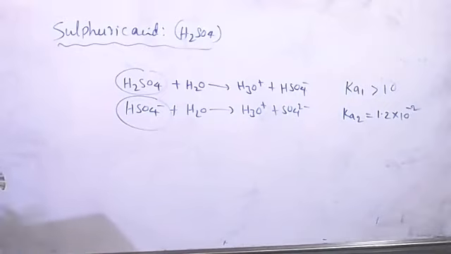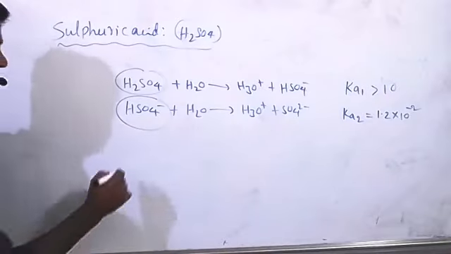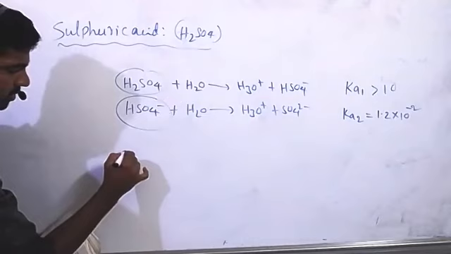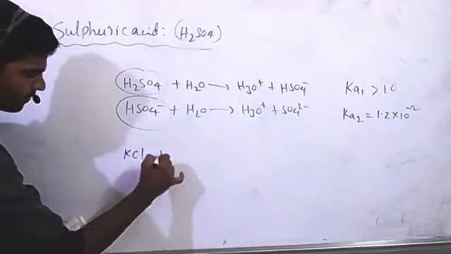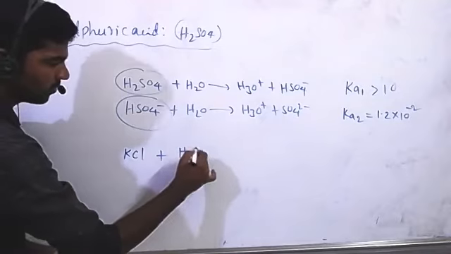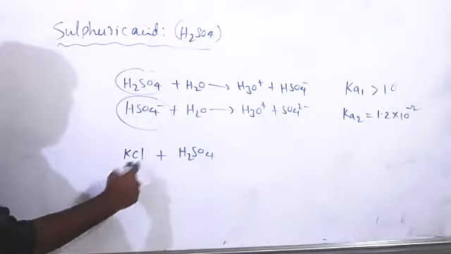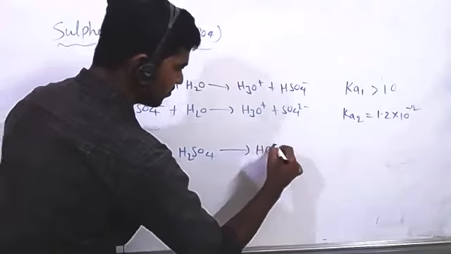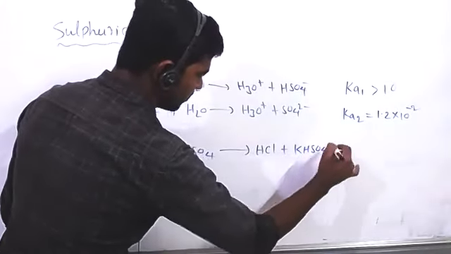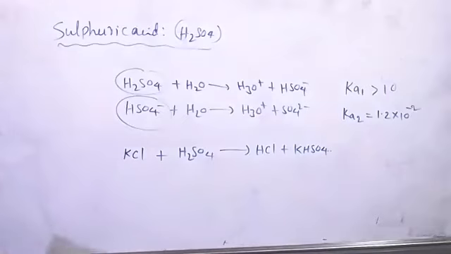Next point. Sulfuric acid, because of its low volatility, can be used to manufacture more volatile acids from their corresponding salts. So with the help of H2SO4, we can prepare another acid also. Suppose to prepare HCl, when KCl is treated with H2SO4, it gives KHSO4 and HCl.